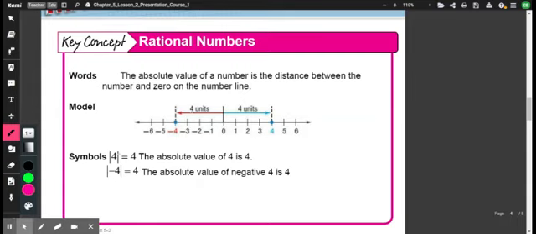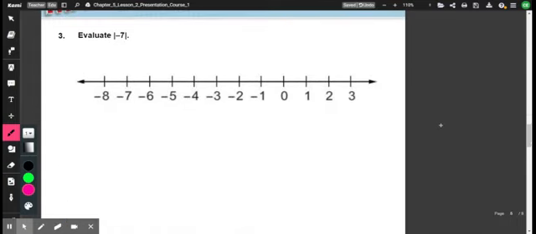If we look at -4, the absolute value of -4 is 4. The reason is that it takes 4 units to get from here to there. That's what absolute value means, the distance between the number and 0. If we look down at example 3, it says evaluate the absolute value of -7. From 0 to -7 there are 7 units. So the absolute value of -7 is going to equal 7.